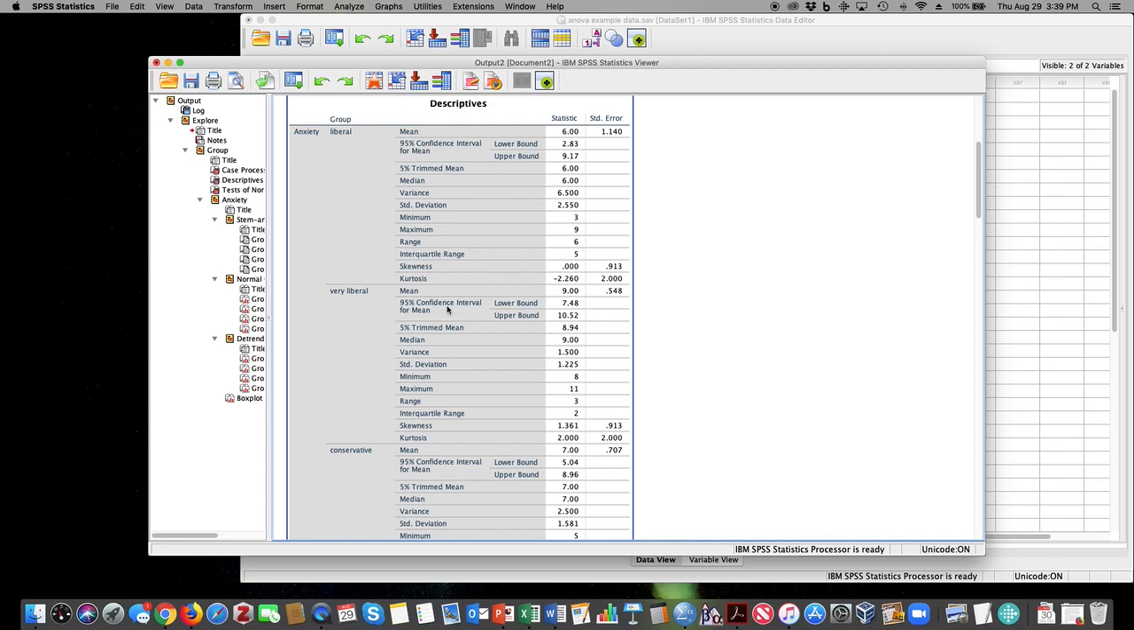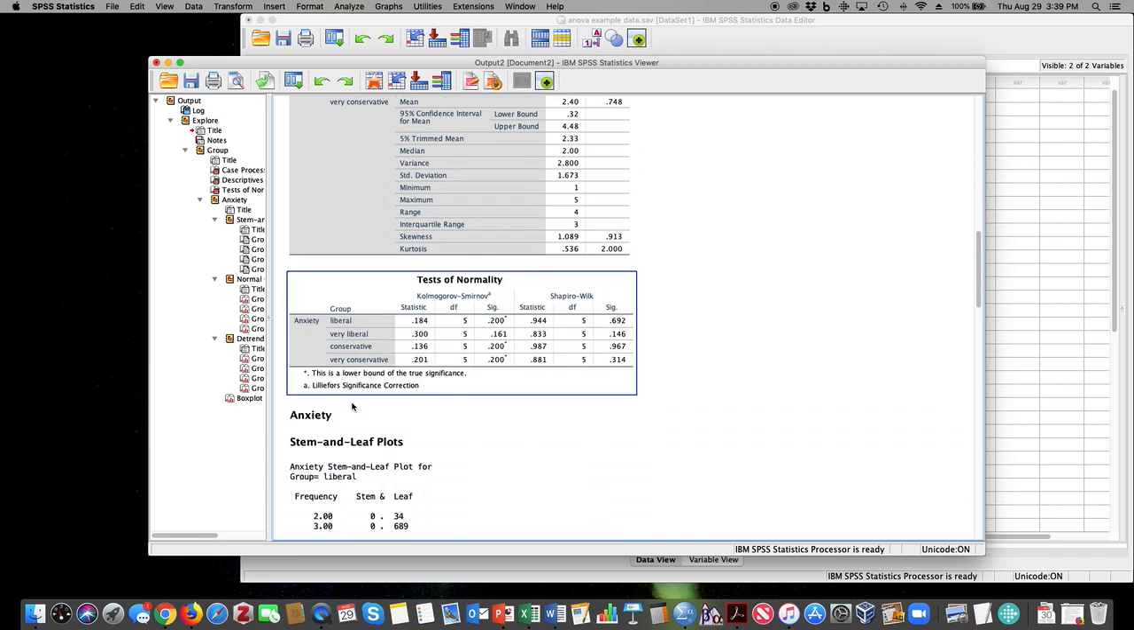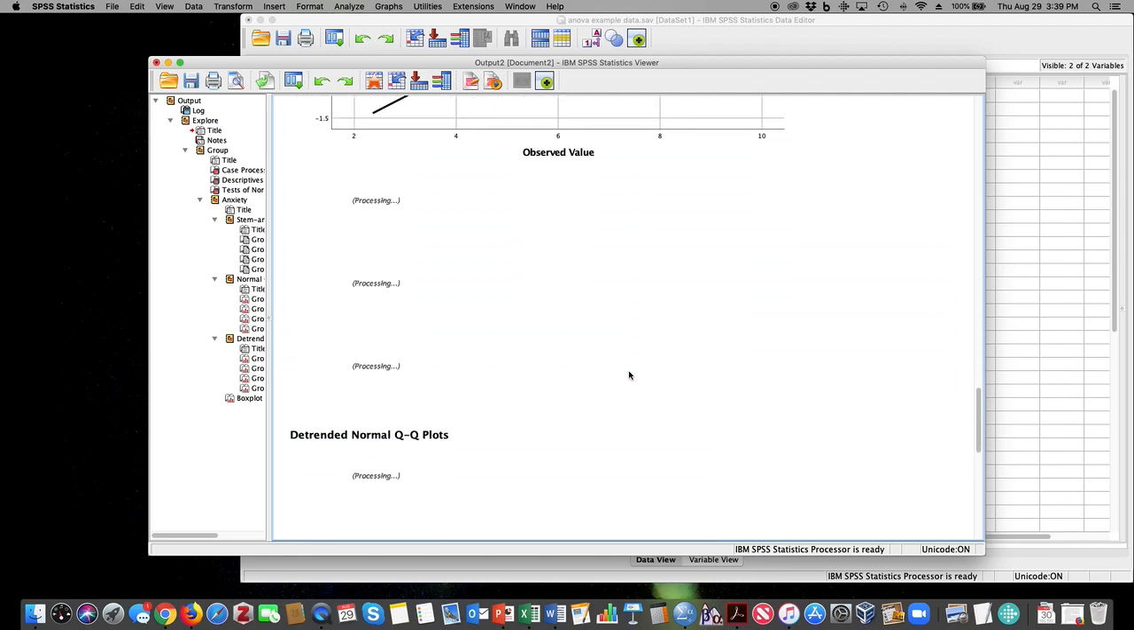You can see here, I've got a lot of descriptive statistics for each of my 4 groups. I can look at my normality assumption here, the Shapiro-Wilk statistic. I use this when I have small sample sizes, say under 30. You can see all of these are greater than 0.05. There is no statistically significant deviation from a normal distribution in my group distributions. Again, these are very small samples.